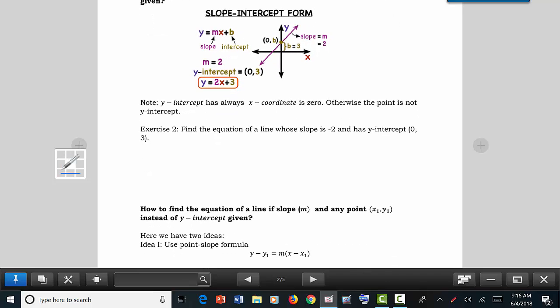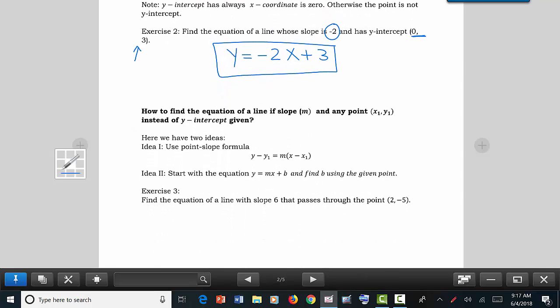Exercise number 2. Now here we simply use the equation y equals mx plus b. If the coordinate is 0 something, that something is always the y-intercept. That's why the equation will be y equals m, the slope, is negative 2, so negative 2 times x plus b, the value for b is 3. That's the final answer. And please don't get confused. If the first coordinate is not given as 0, then you have to find the y-intercept. But if given, then you can simply use the same formula, same number.